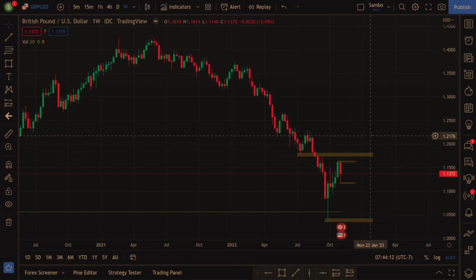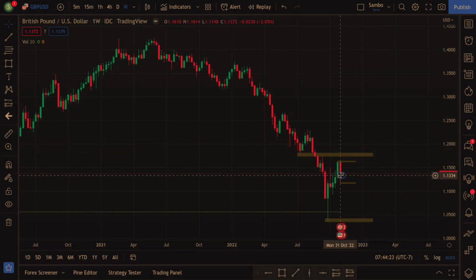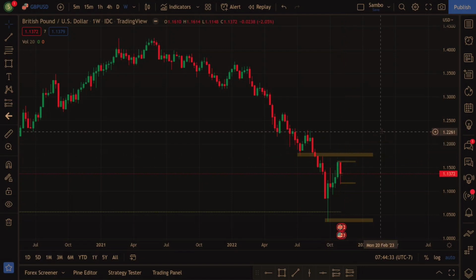However, if I'm traveling from the UK to the States, maybe I would hold on to my British pound for now, because we could see a push up. I would probably wait till around this level before I make a decision whether I want to exchange currency or not. And hopefully that makes sense.